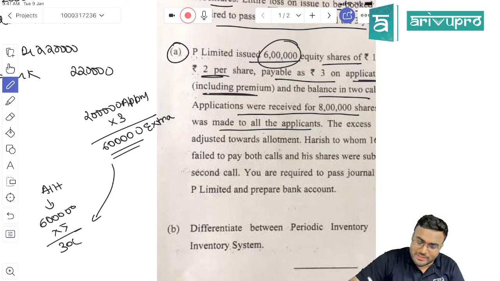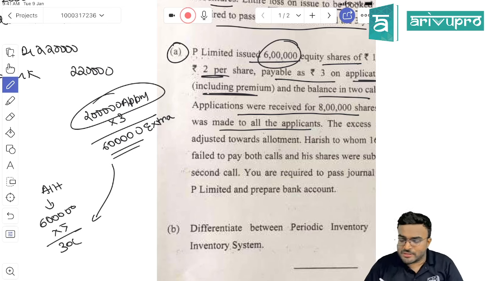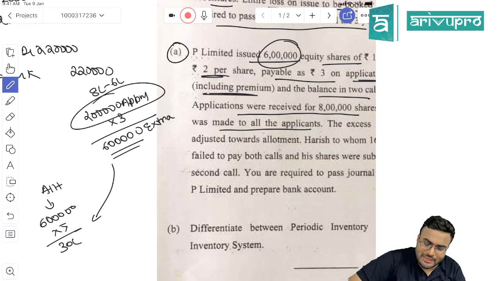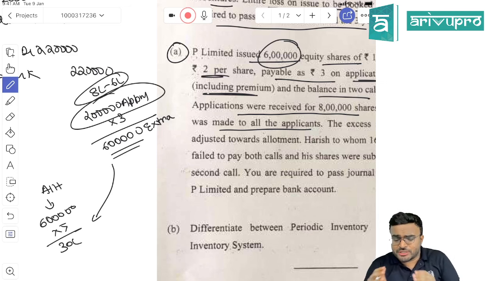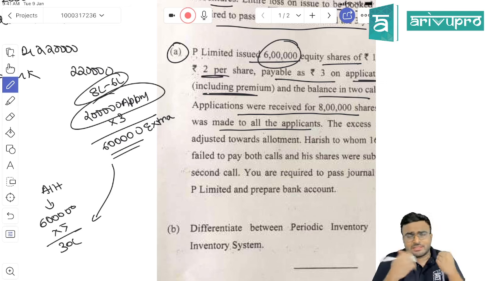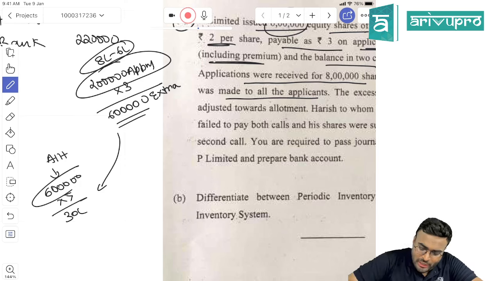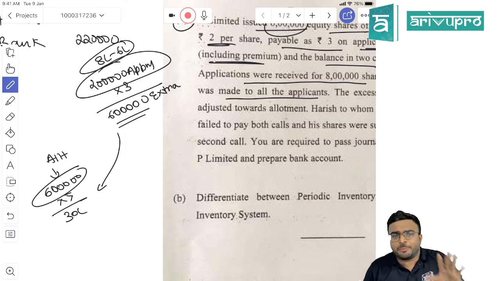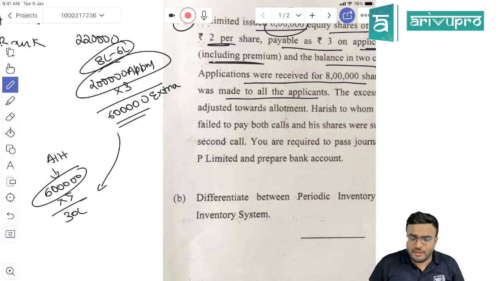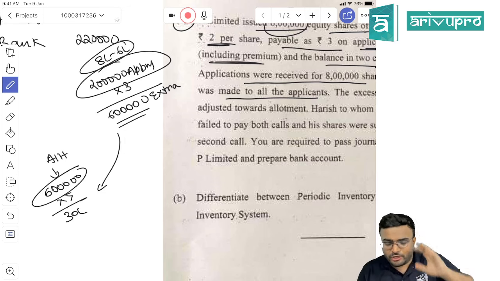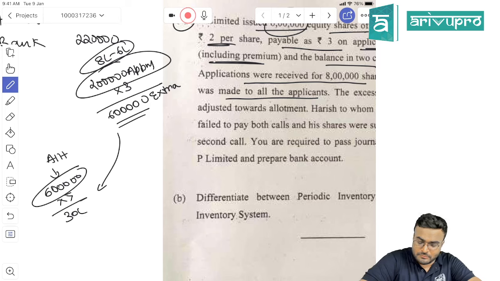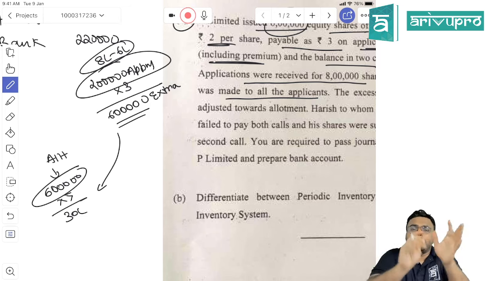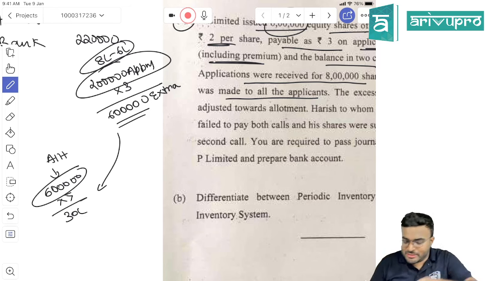Now, if you notice, 2 lakh is excess applications, 8 lakh minus 6 lakh. 2 lakh extra applications into 3, so 6 lakh rupees extra you got. But how many shares are you going to allot? Only 6 lakh shares, into 5. You need 30 lakh rupees, out of which 6 lakh you already have. That you are going to adjust. Clear? So basically 1 rupee per allotment you already have. That is going to be adjusted.